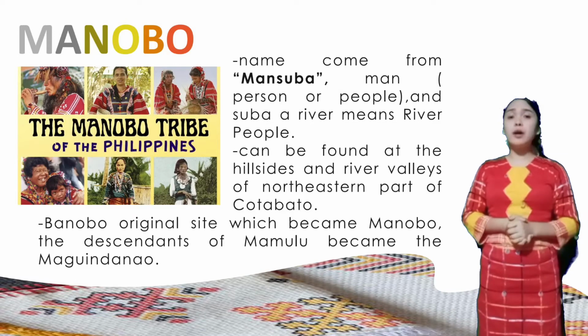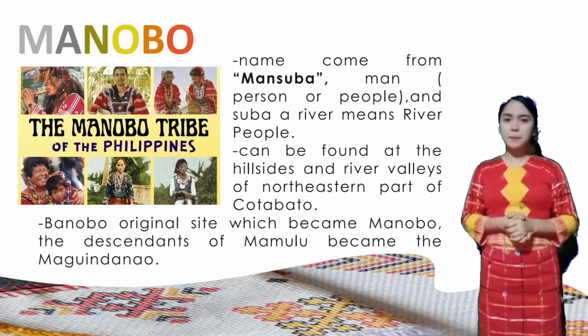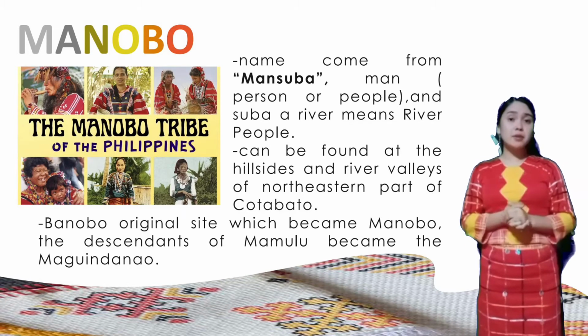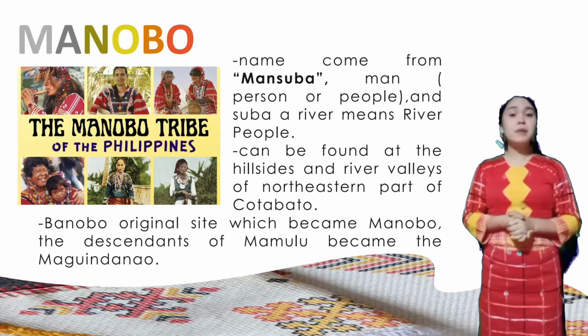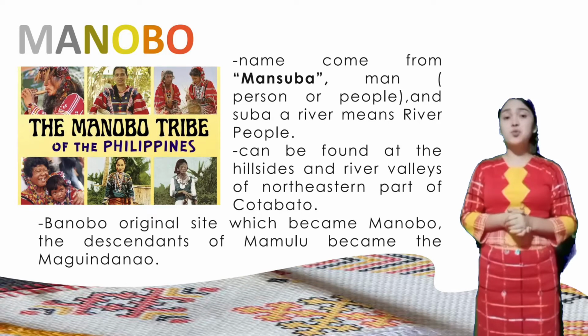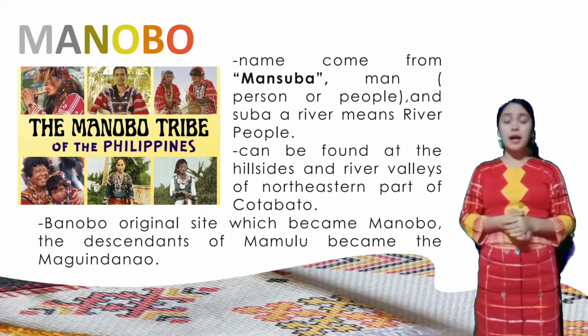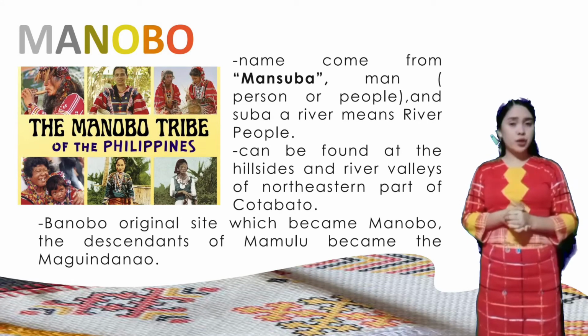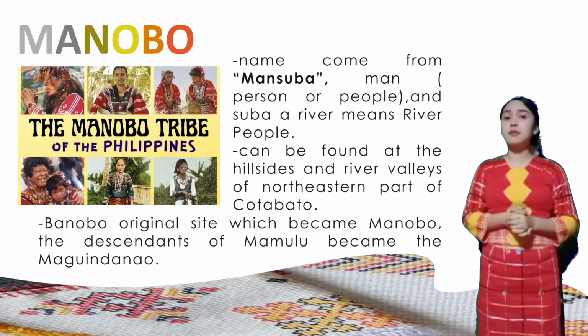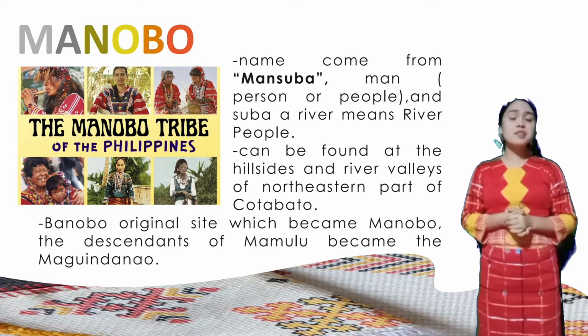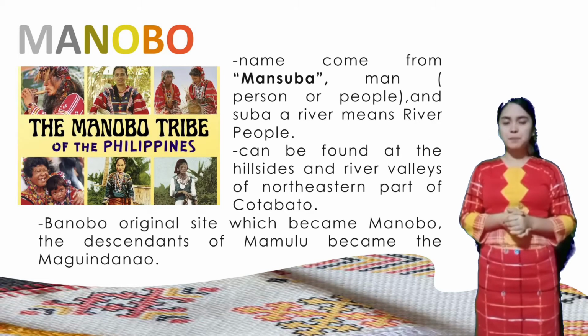The Manubo tribe is one of the 110 groups of indigenous people in the Philippines, and the Manubo name comes from Mansuba: man, meaning person or people, and suba, meaning river, which means river people. At present, Manubo tribes can be found in the hillsides and river valleys of the northeastern part of Cotabato.